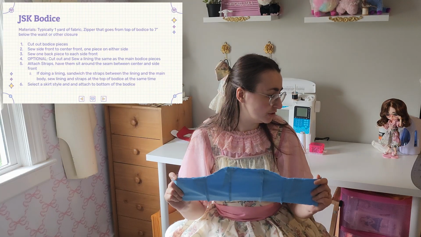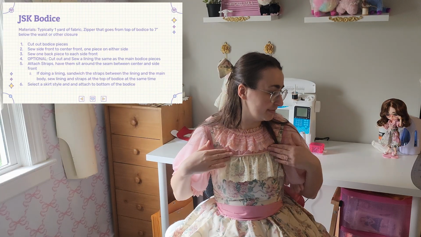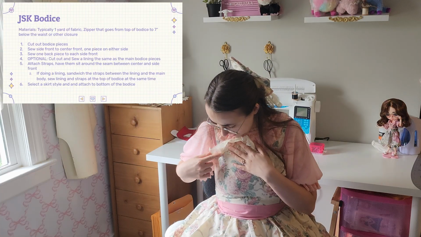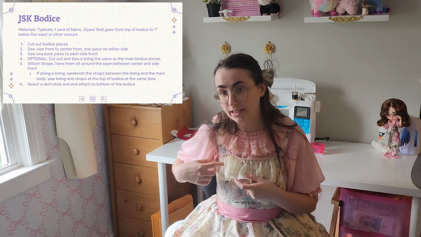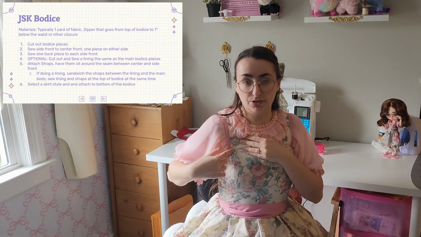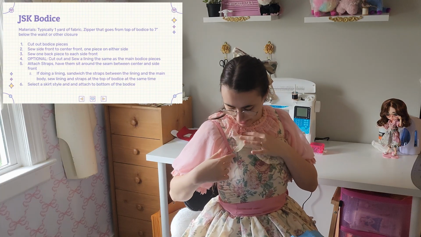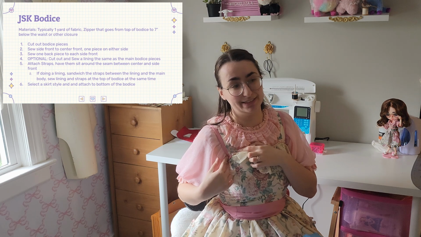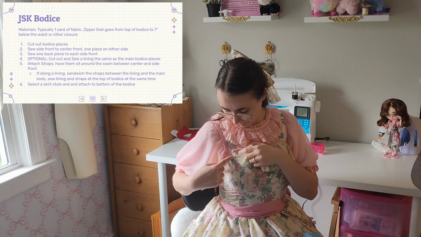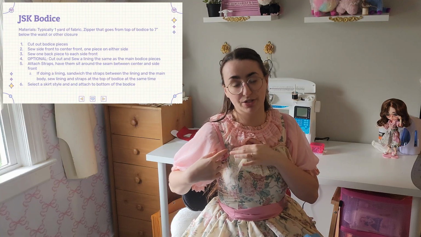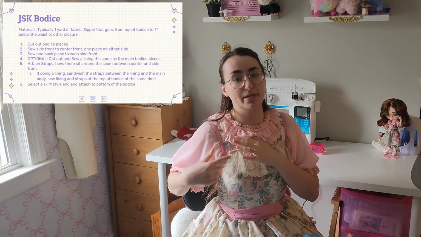For attaching straps, you want to have them sit around the seam between the center and side front. This seam is called a princess seam, and a lot of JSKs have them. And you'll see here on this dress, it's not exactly centered. This was actually one of the first JSKs that I made that I was proud of. It's about 1/2 inch off from center, but still the strap is near the seam.